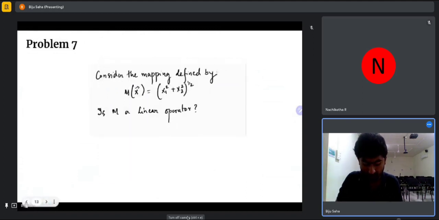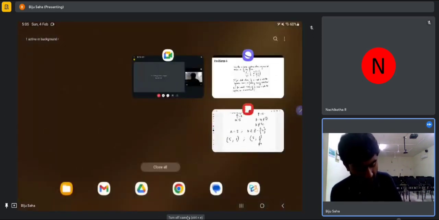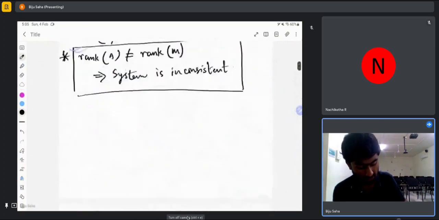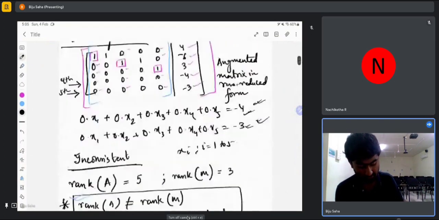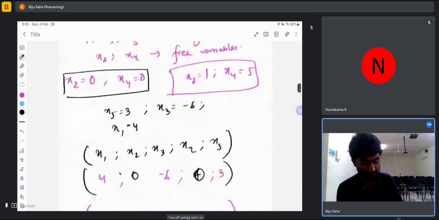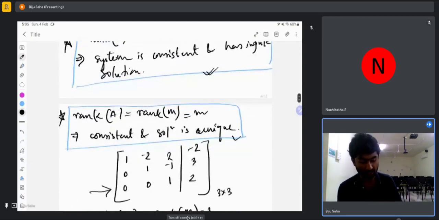So all these problems drive home the three inferences that we actually started with. So this is one of the inferences for the system to be inconsistent, and this is for the system to be consistent and have infinite solutions, and for the system to be consistent with a unique solution.